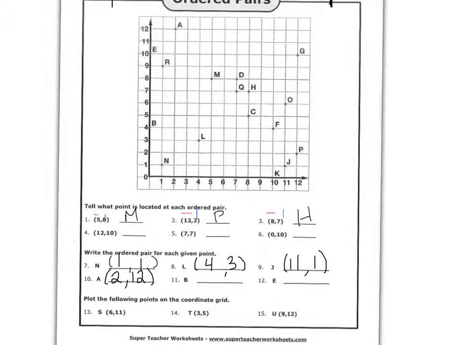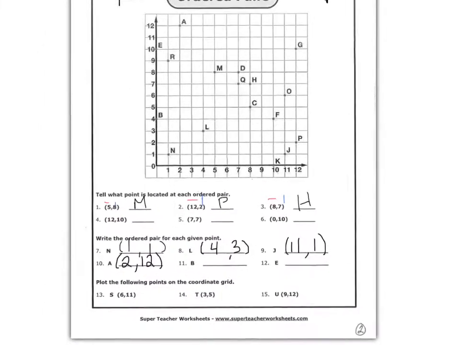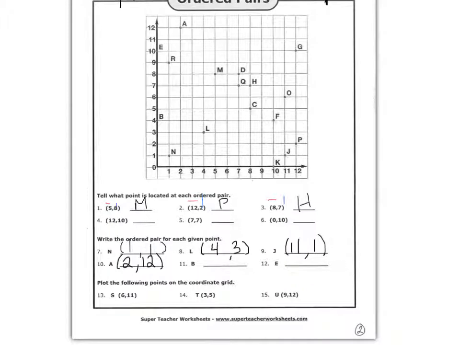Okay, now the last part of this worksheet is that it wants you to plot the following points. So you're going to plot these points. In order to do that, remember I'm going over to my friend's house and upstairs to play. So the first thing I need to do is go over 6. 1, 2, 3, 4, 5, 6, and then it tells me I need to go up 11. So I'm going to count 1, 2, 3, 4, 5, 6, 7, 8, 9, 10, 11. And that, draw my dot and label it with S is how I draw it.